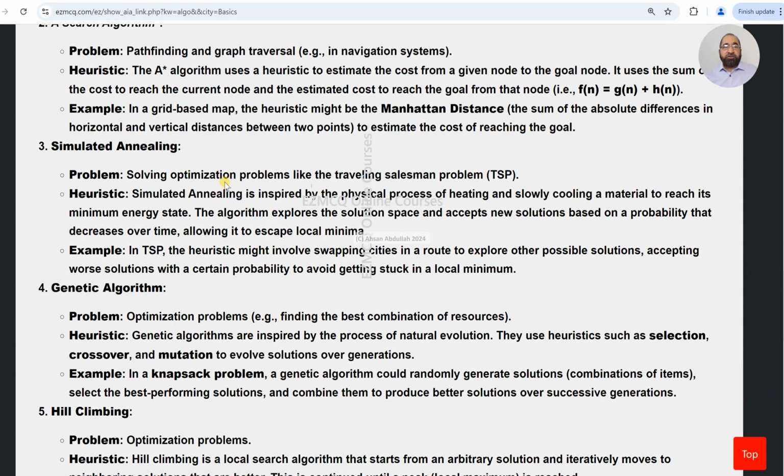Simulated annealing is used for optimization problems like the traveling salesperson problem. There is an example also. So what is annealing? Annealing is a metallurgical process of strengthening the properties of a sword. So what's special about those swords? They were flexible, so they did not break apart, and they were sharp enough to cut through a very fine fabric, and of course cut through armor also. As simulated, that is why it's called simulated annealing. In physical terms, it is heating and slowly cooling a material to reach its minimum energy state.